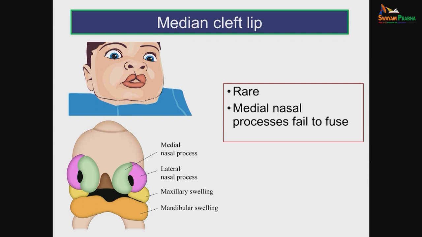Having understood that, we'll just look at what is median cleft lip. If the two medial nasal processes fail to fuse, the child can have a median cleft lip. It is because of the failure of fusion of two medial nasal processes. It is very rare.